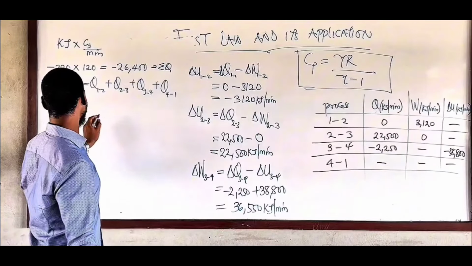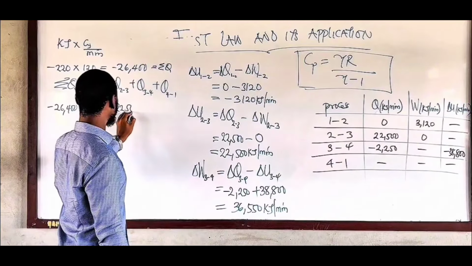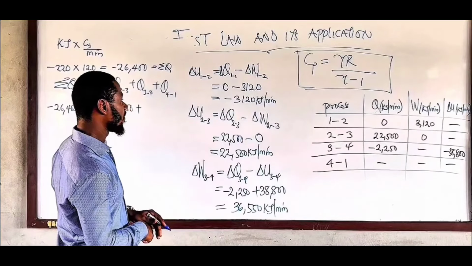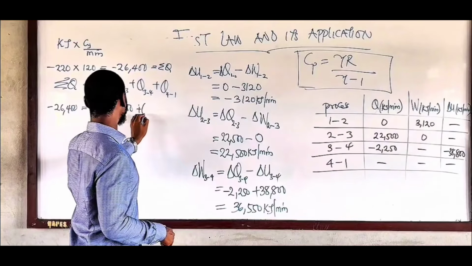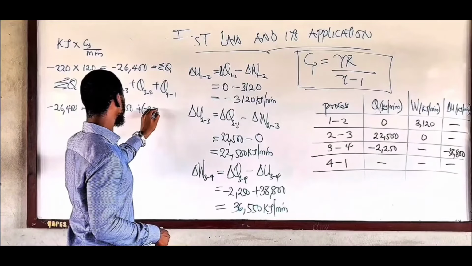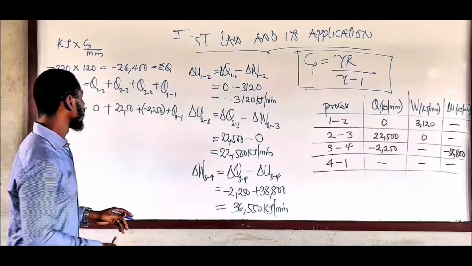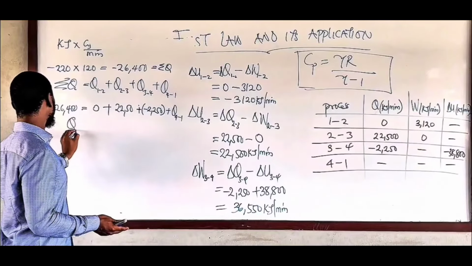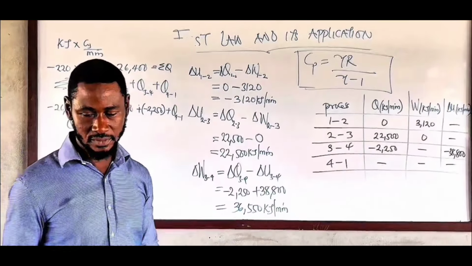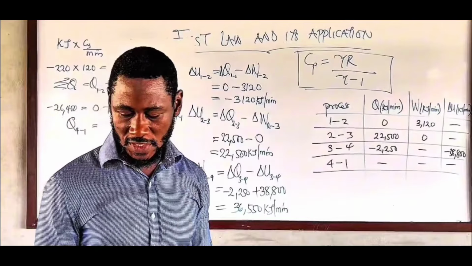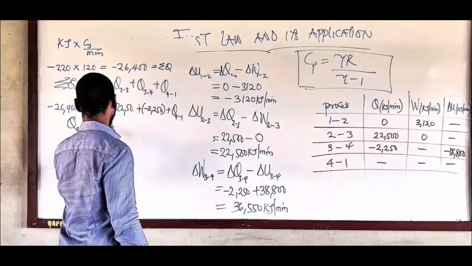For process 1 to 2, the value is 0, plus 2 to 3, 22,500. Then 3 to 4 is also given as minus 2,250, plus Q4 to 1. So when you punch your calculator, Q4 to 1 becomes minus 46,650 kilojoule per minute.